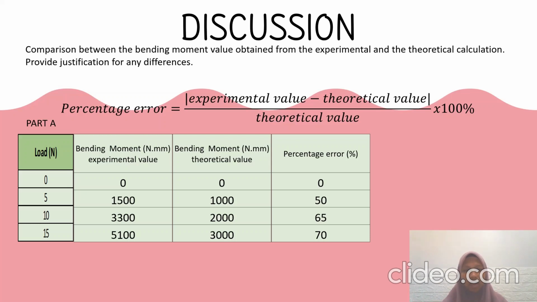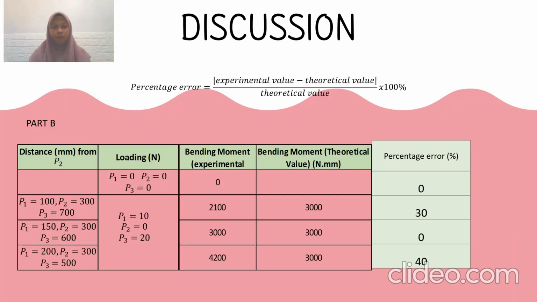You can see the percentage error we calculate with the modulus of experimental value minus theoretical value, divided by theoretical value, times 100%. We calculate the percentage error, which is this is the example until the load 50. So we get the percentage error for the bending moment, the differences between experimental and theoretical value. And the next slide shows part B, which is the percentage error that we calculate for part B, and we get the larger percentage error, which is 40%.